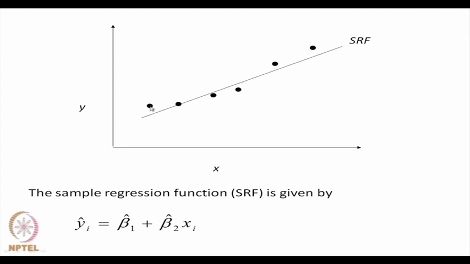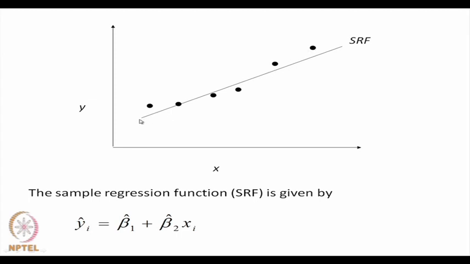Therefore, this is due to the error that is attributable to this particular unit. This is the error for the third unit, this is the error for the fourth unit, fifth unit, sixth unit.